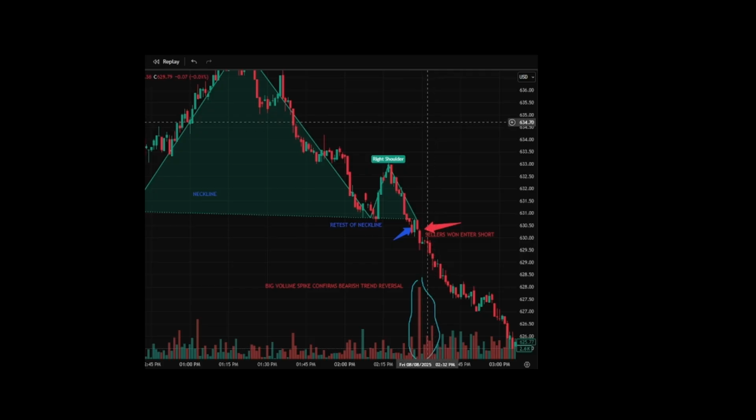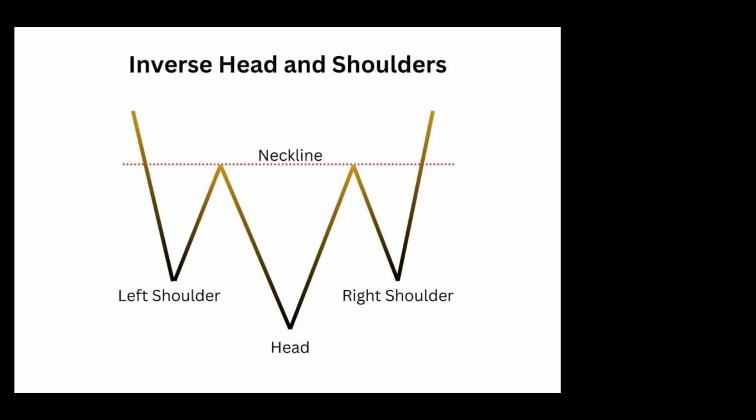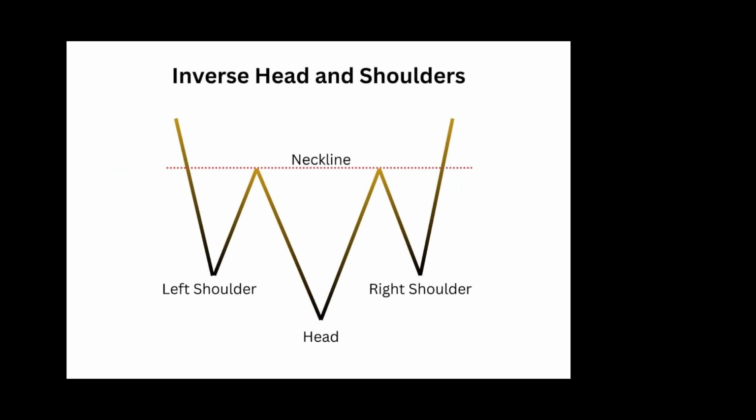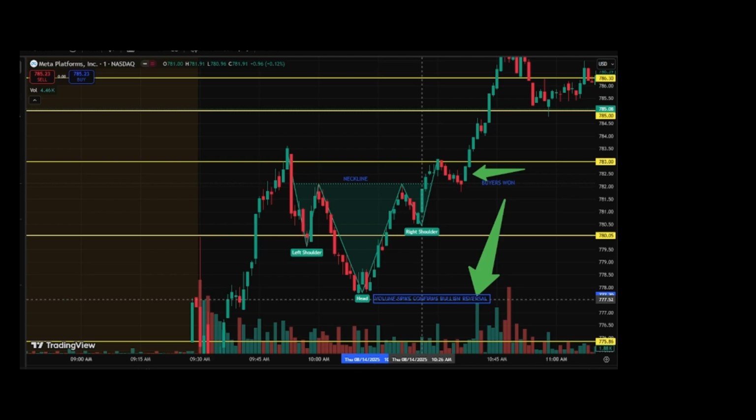An inverse head and shoulders pattern is a bullish chart pattern in technical analysis that signals a potential reversal from a downtrend to an uptrend. It is characterized by 3 troughs, a central, deepest trough known as the head, flanked by 2 shallower troughs on either side called the shoulders. The pattern is confirmed when the price breaks above the neckline, a resistance line drawn between the peaks after the left shoulder and the head, often accompanied by an increase in trading volume.